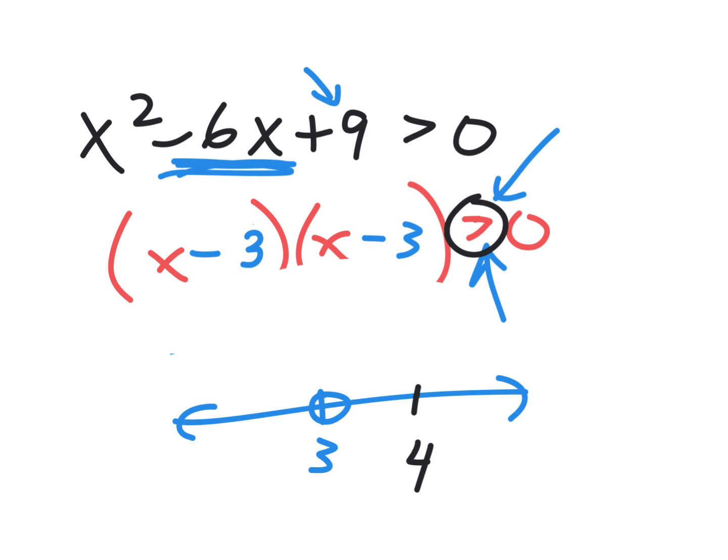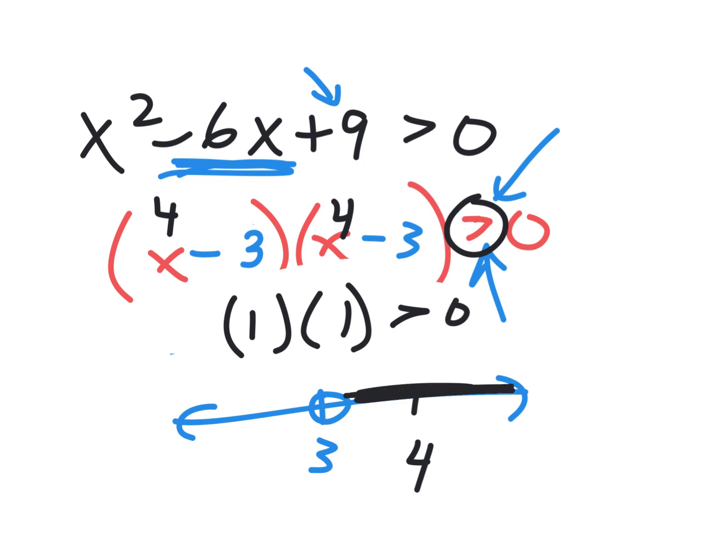Okay, so I'm going to test 4. 4 goes here, 4 goes here. And it turns out to be 1 times 1 is bigger than 0. 1 is bigger than 0. It worked. I do shade to the right, but it's not because of that sign there. It's because I stuck a 4 in and tested it.